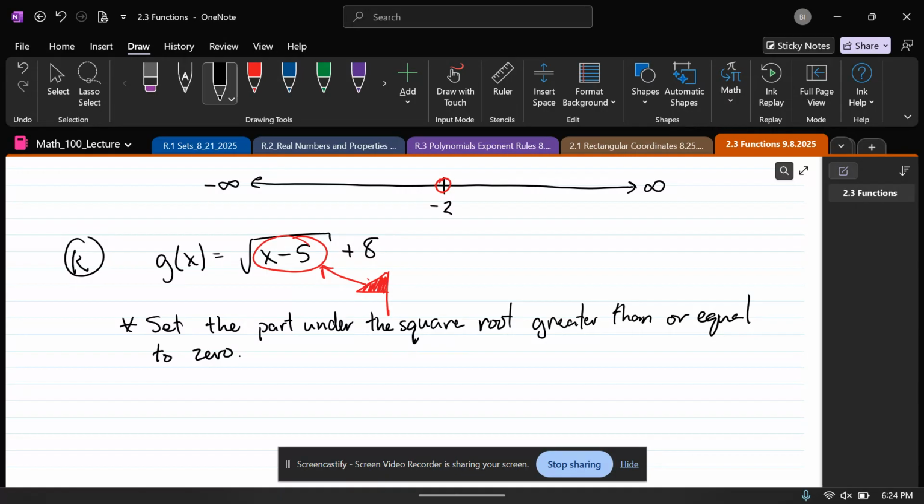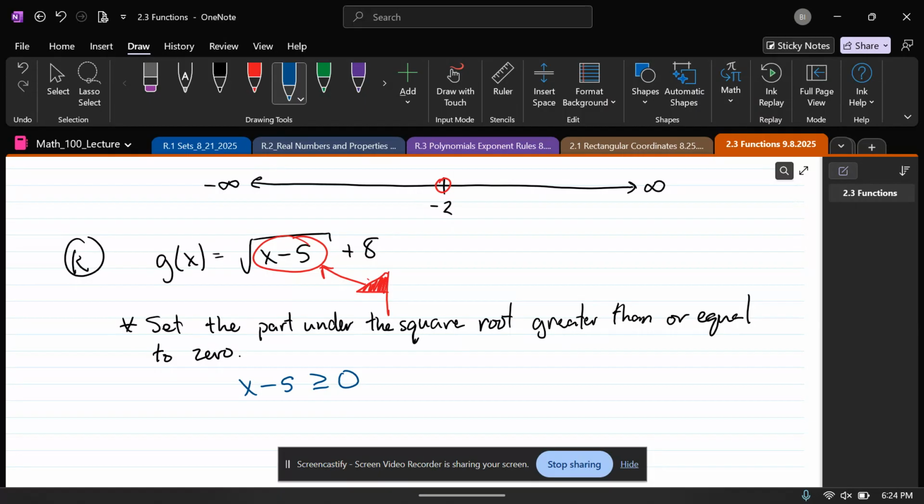Think about it: can we take the square root of 0? Yeah, the square root of 0 is 0. But if I said, what's the square root of negative 4? That gets a little bit tough, because it would be 2i, and that's that complex number stuff. So we want only numbers that are not negative. So we're going to take x minus 5 here and set it greater than or equal to 0. So it gives us an inequality to solve.